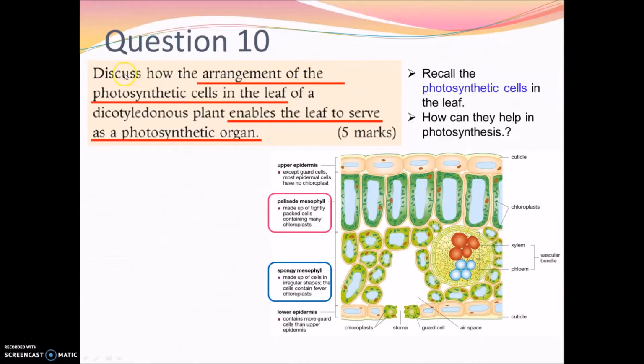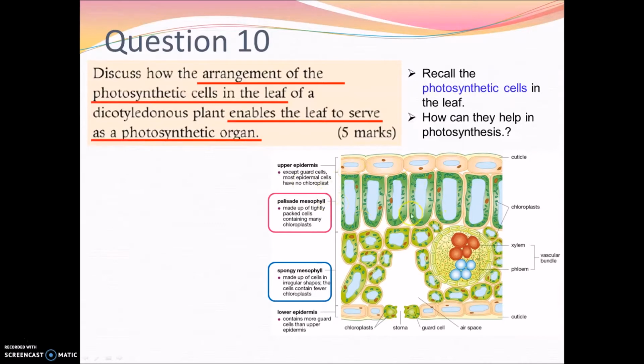The question is that we need to discuss how the arrangement of the photosynthetic cells in the leaf enables the leaves to serve as a photosynthetic organ. Before I talk about it, I would like to mention what an organ is. At least you should know it before, because organs consist of many tissues working together.